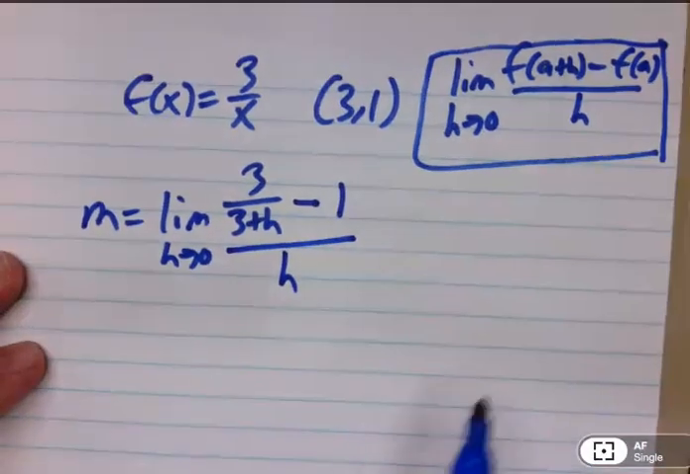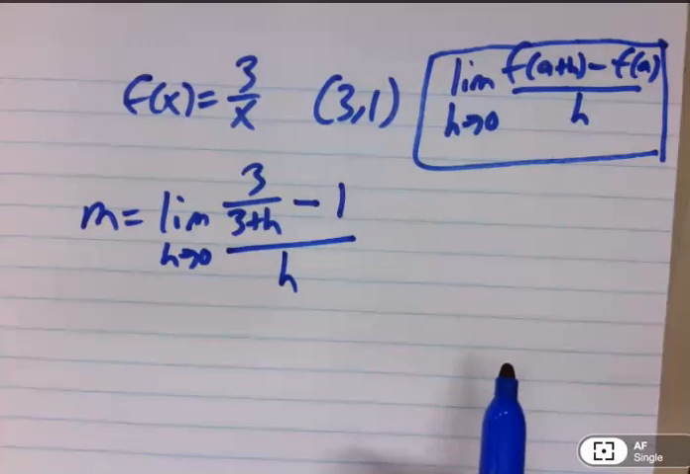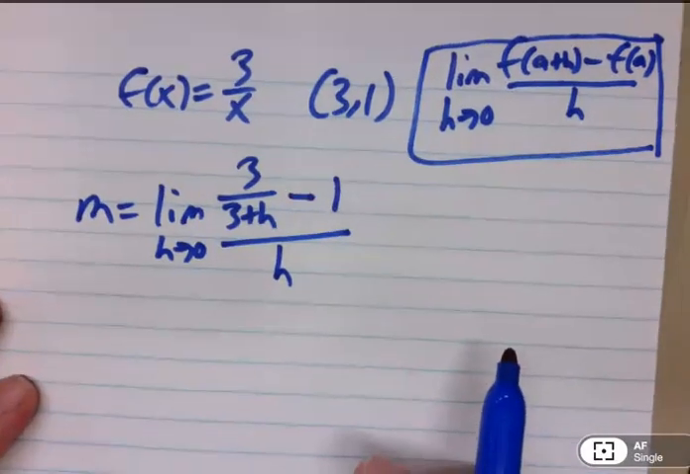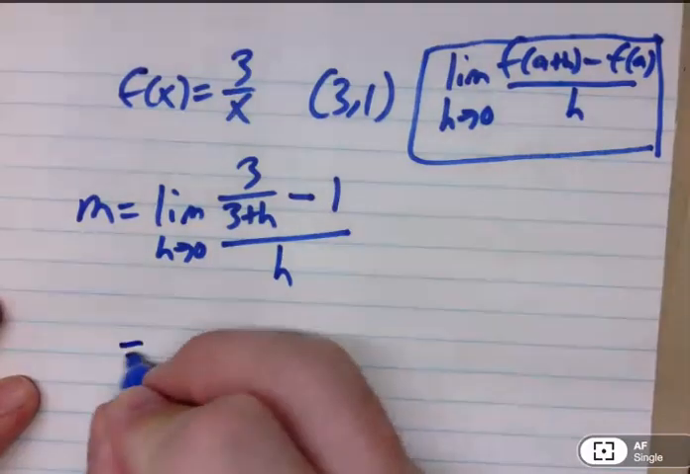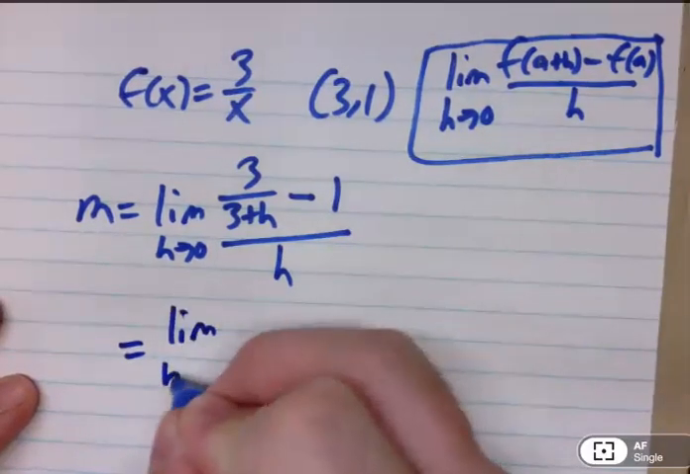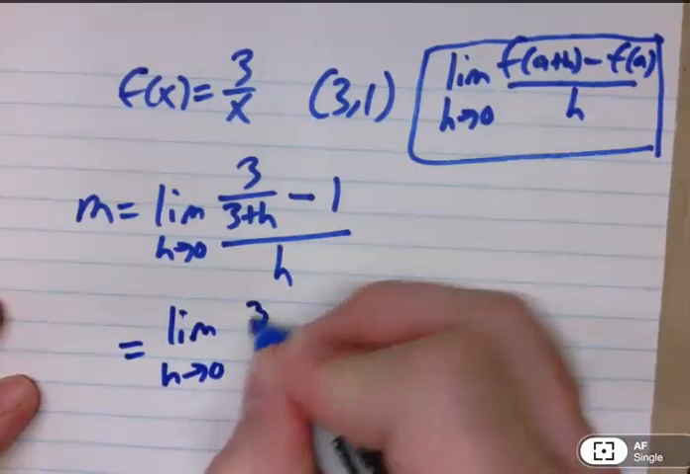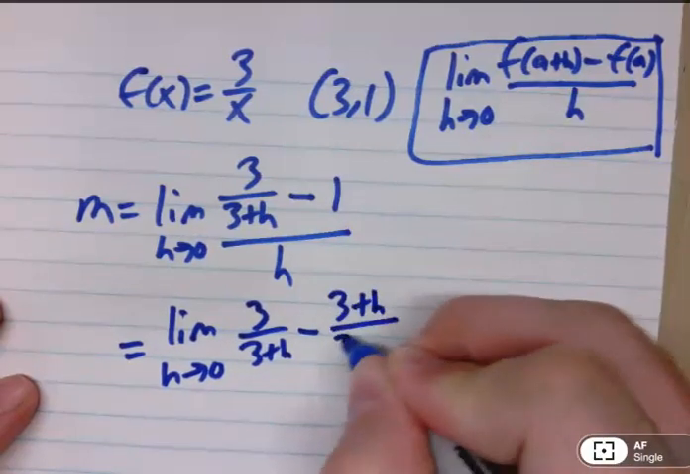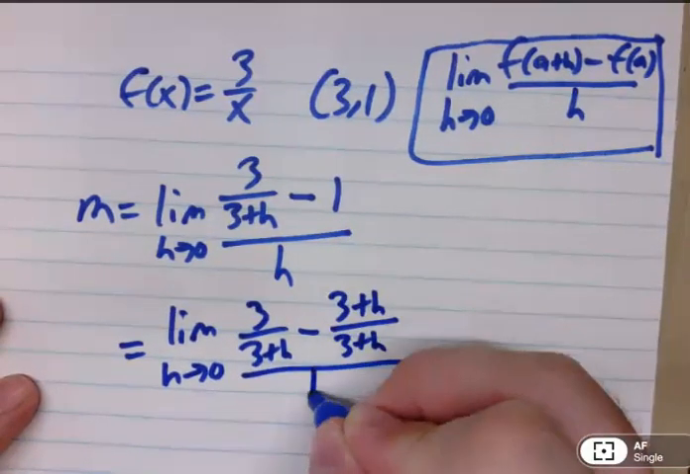So this one's kind of the same strategy, and I still need a common denominator. In some ways, the other one might have seemed a little simpler, but the actual steps are virtually identical for this particular one. So let's get a common denominator. This is going to be 3 over 3 plus h minus (3 plus h) over 3 plus h, all over h.